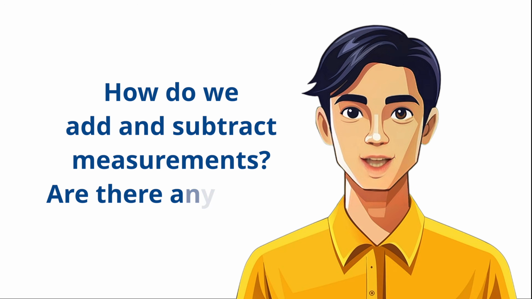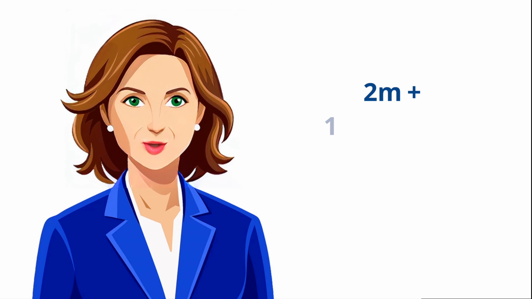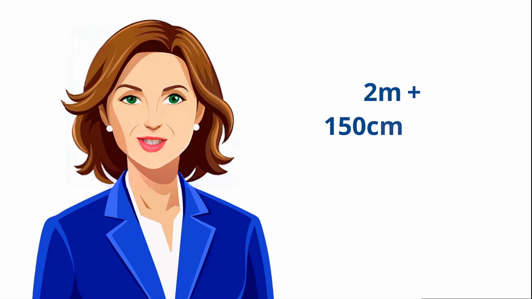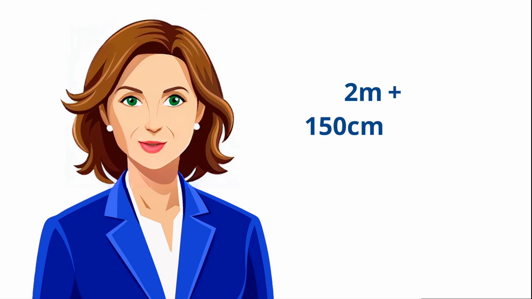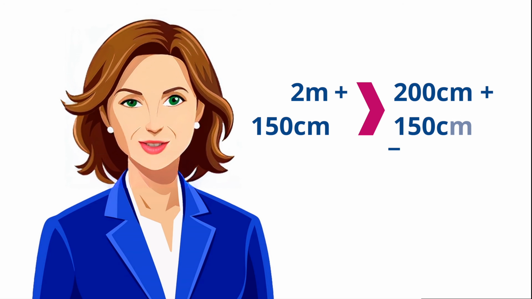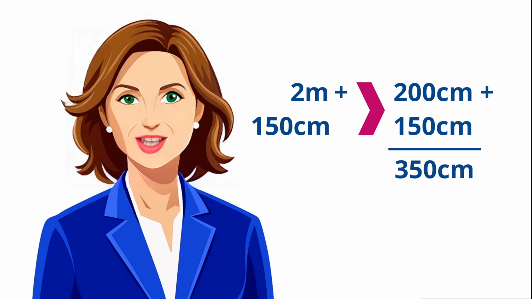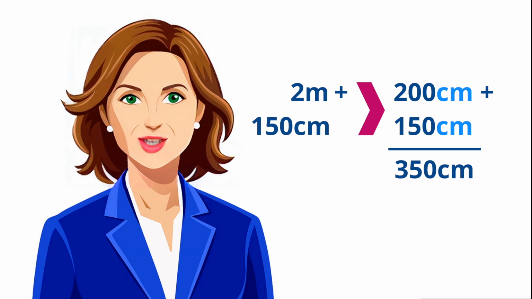How do we add and subtract measurements? Are there any rules? Yes, the main rule is to make sure you're working with the same units before adding or subtracting. For example, if you want to add 2 meters and 150 centimeters, first convert them to the same unit. Here, 2 meters would become 200 centimeters, then add them to get 350 centimeters. Once everything is in the same unit, you can proceed as with any other addition or subtraction.